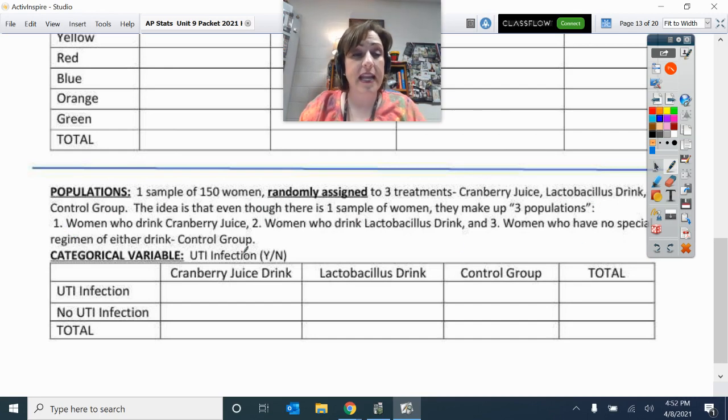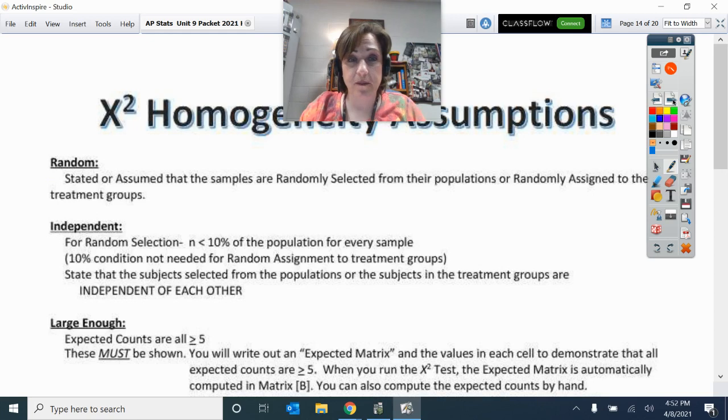And then they were just checking one variable amongst those 3 different populations. What rate did they get a urinary tract infection? All right. Moving on.